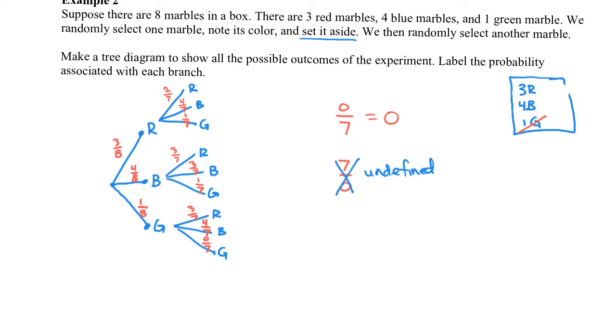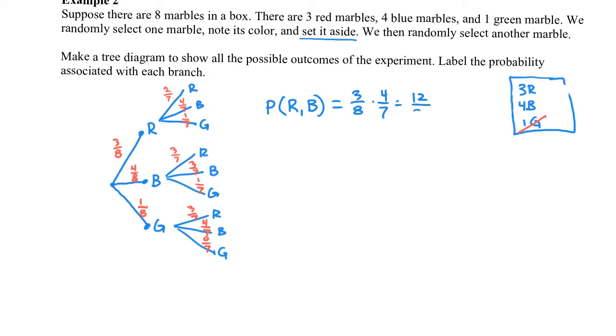And then we can use the multiplication principle to figure out things like, let me make some room here first. Things like, what's the probability we get a red and then a blue? Well, to get a red and a blue, here's what we're going to do. We're going to go on this branch and then this branch. And we actually can just multiply these two together. So the probability to get a red and then a blue is going to be 3/8 times 4/7, which is 12 over 56.